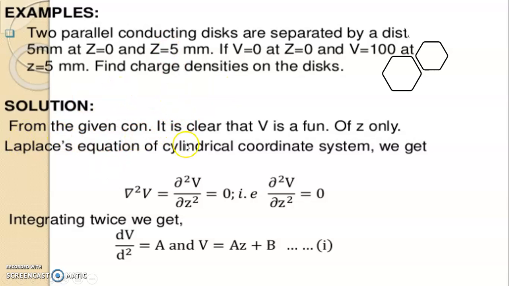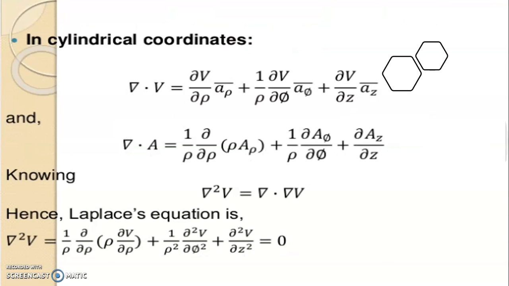Now it is given that V is a function of z only. In the Cartesian system we have x, y, z, and in the cylindrical system we have rho, phi, z. So it is a function of z only. So del square V is del square V upon del z square. There is no need to write about the rho coordinate and phi coordinate. In the last example, for spherical coordinates, we saw the formula del square V with terms in r and phi. So there is no need to use this formula. Since only the z coordinate is involved, we can write del square V is equal to del square V upon del z square.